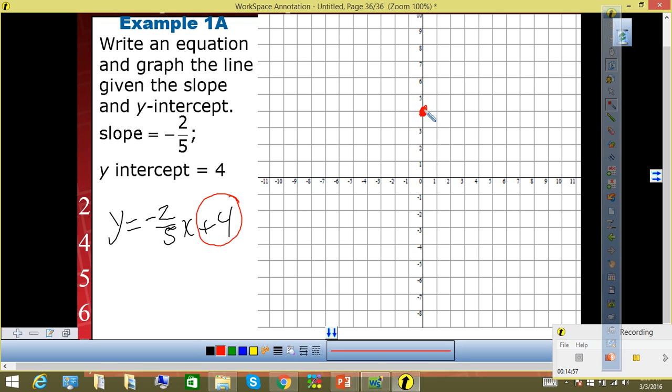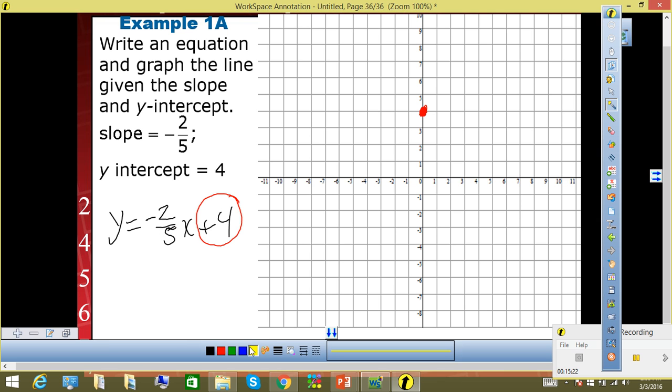Don't do that yet. Just pay attention. You'll do that in a little bit. Look up, please. So I start there. Then I use my slope. Pens down, please. My slope tells me the rise over run. Who remembers that? Rise over run.